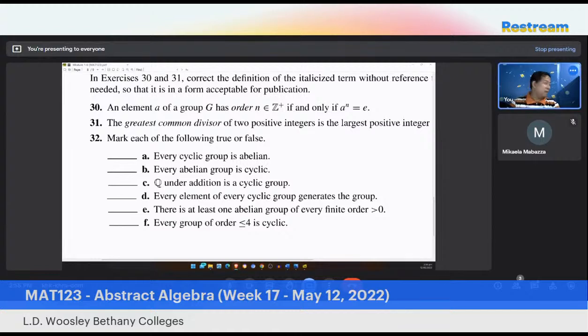Okay, what's your answer? False. Not all. There are certain types of groups of order 4 that are not cyclic, one of which is the Klein 4 group. I think that was previously discussed. The Klein group is an example, so that makes it a false statement. All right, let's move on.